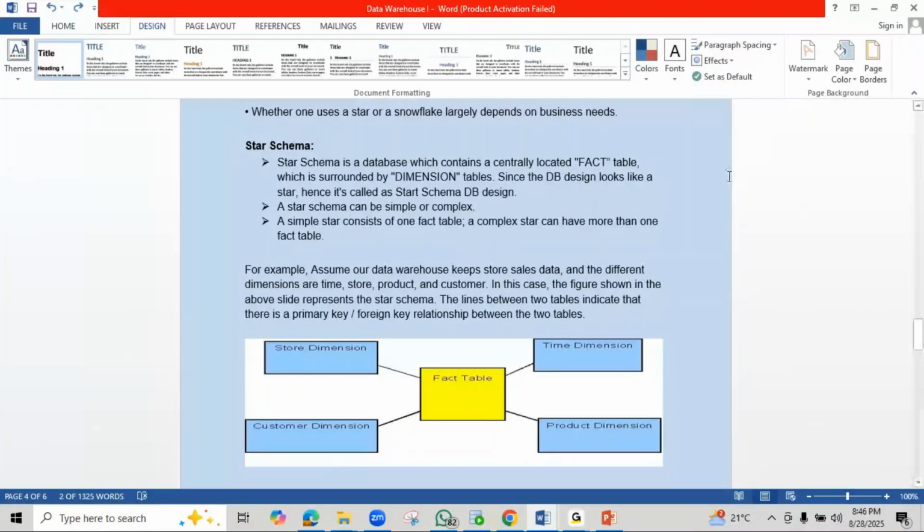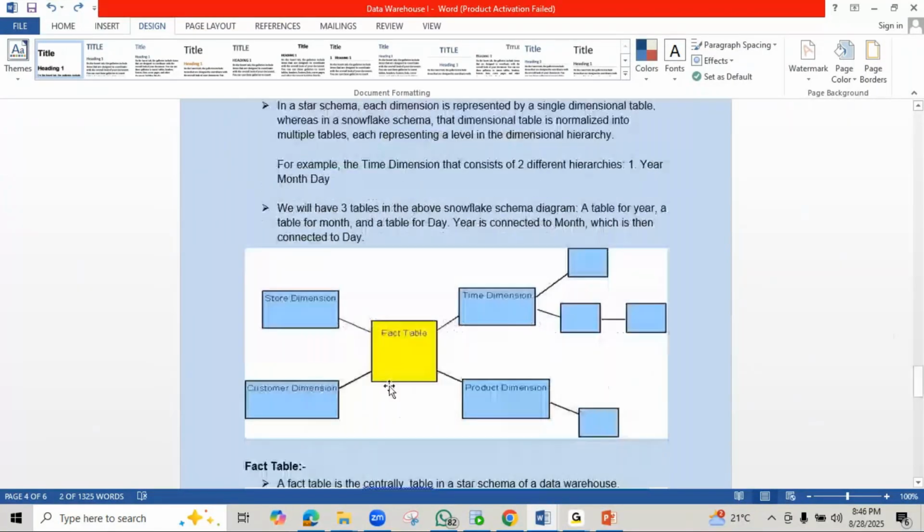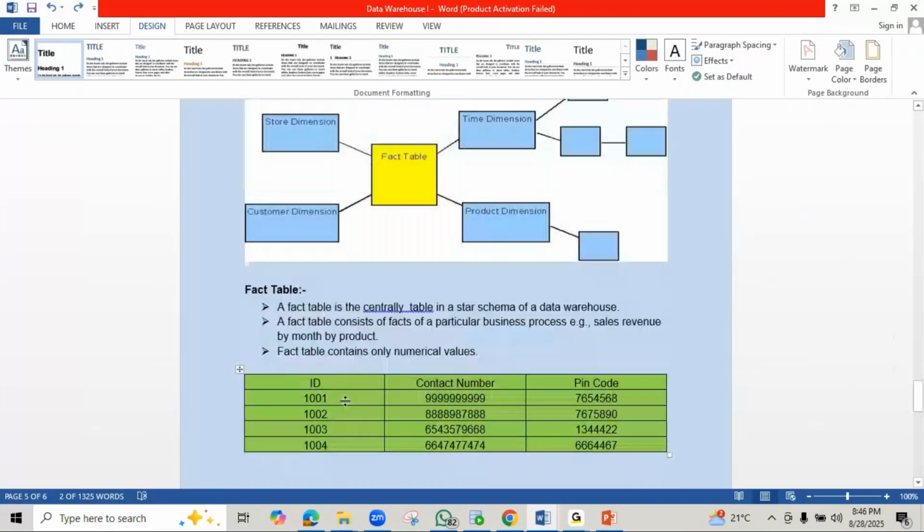Then, for a long time, guys, we have been discussing the fact table and dimension table. So what is a fact table? Everyone, just observe the below table first. Okay, in the below image, you can see I have a few columns: ID, contact number, pin code. ID is mentioned as 1001, 1002, 1003, 1004. Contact number, random contact numbers are mentioned. Then pin code, some random pin codes are mentioned. That is fine.